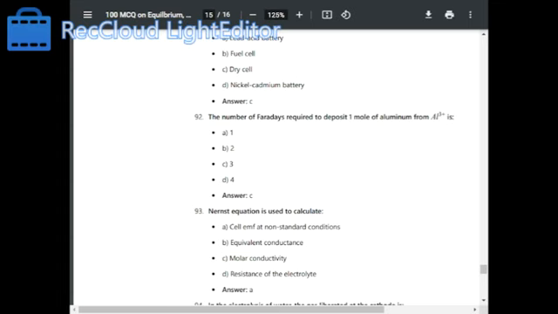The number of Faradays required to deposit 1 mole of aluminium from Al3+ is: option A 1, option B 2, option C 3, option D 4. The correct answer is C, that is 3. The number of Faradays required is 3.